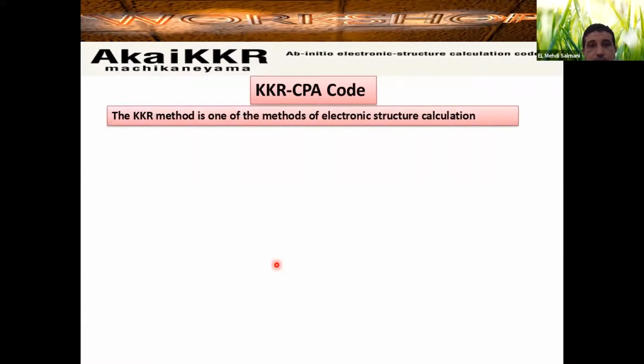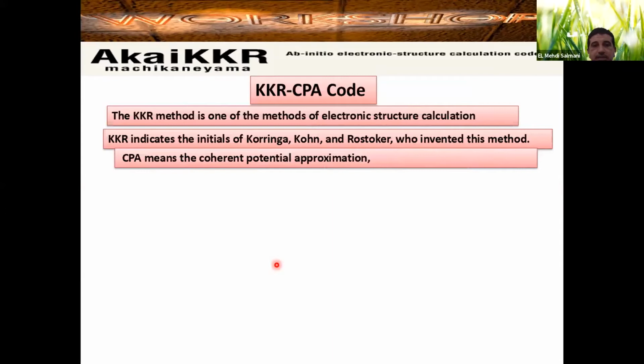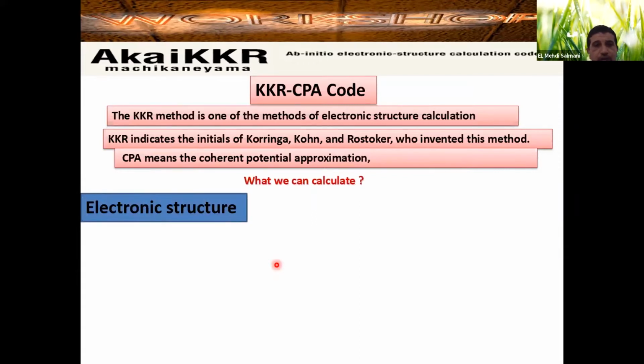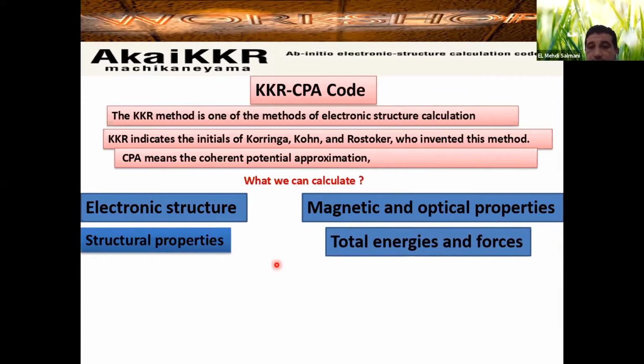KKR is one of the methods of electronic structure calculation. And KKR indicates the initials of Korringa, Kohn, and Rostoker, who invented these methods. And CPA means the coherent potential approximation. We can apply this code, for example, to calculate the electronic structure, the magnetic and optical properties, also to calculate the structural properties and the total energies and forces.